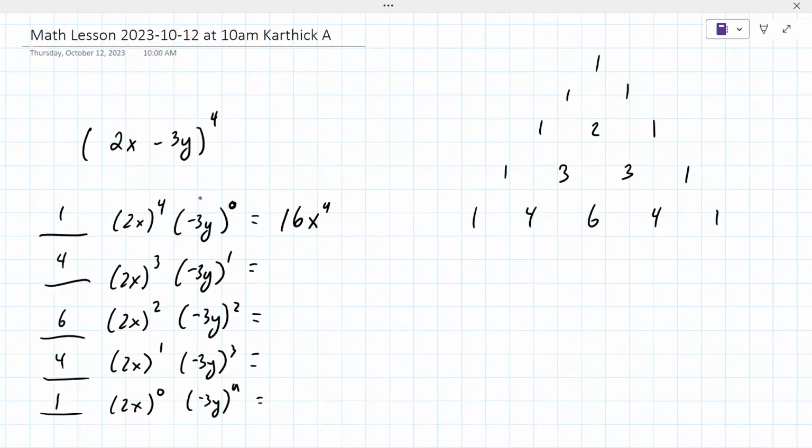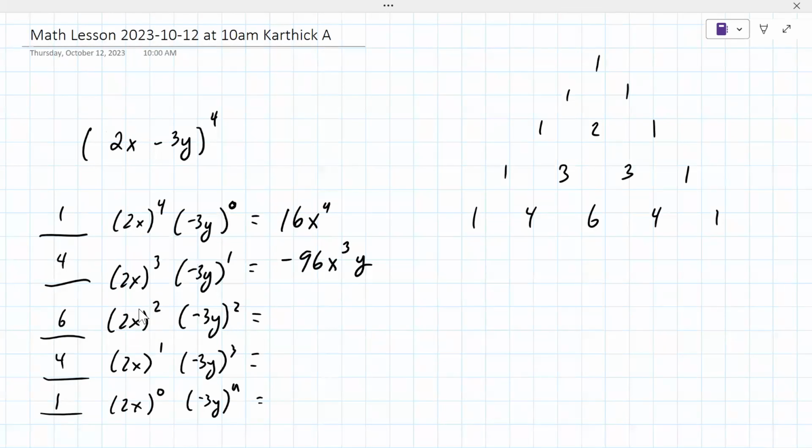Anything to the 0 power is 1. So that's nice. Usually the first and the last aren't too bad. The in-between ones are where it gets a little difficult. 2 cubed is 8, times negative 3 is negative 24, times 4 is negative 96 x cubed y. You'll also start to notice a pattern there, especially when there's 2 variables. You'll see some things there with that.